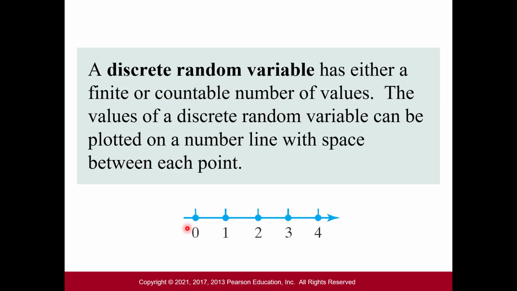And so if you plot them on the number line, there would be spaces in between each discrete random variable value. Think of just counting items. You would say 0, 1, 2, 3, and so on.